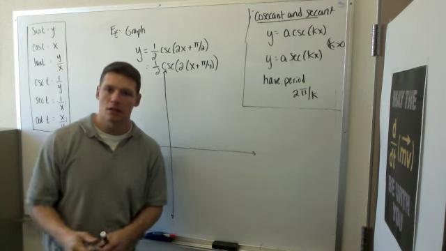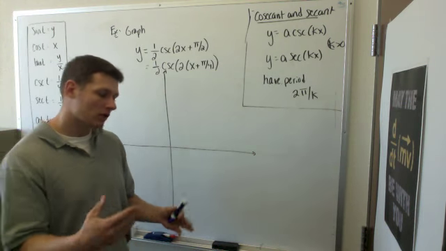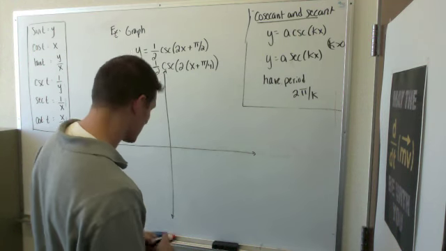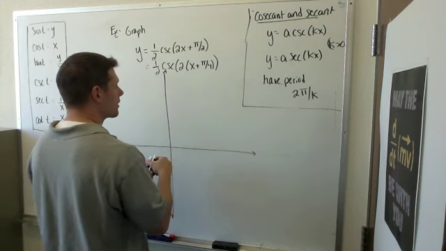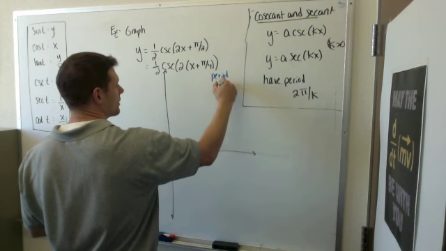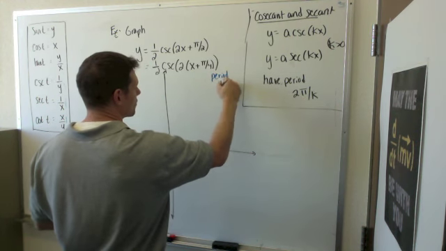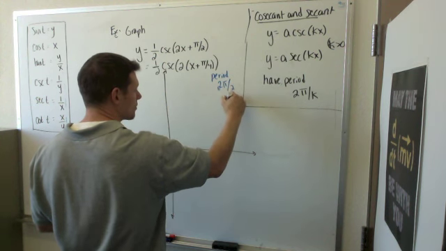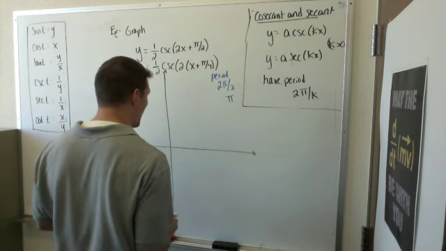Remember, cosecant is the reciprocal of sine. So if you know how to graph sine, cosecant is really easy. Now, our period here, so what's our period? Period is 2 pi over k, and k is 2, so our period is going to be pi.